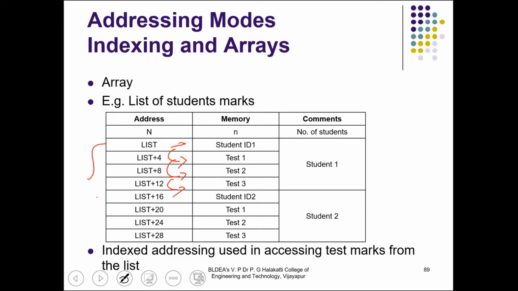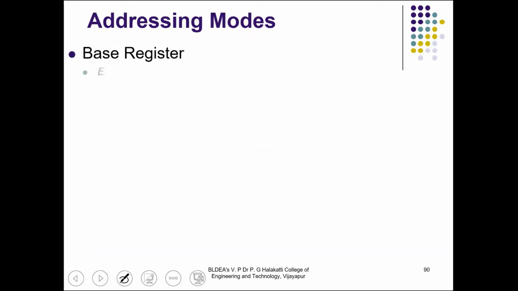Now after 16 bytes I am going to get the new student information. So at list plus 16 I have the next student ID, and with respect to this, after 4 bytes I have the test marks as test 1, test 2, test 3 respectively. So here we are using indexed addressing to access test marks from the list. Now let's see that.